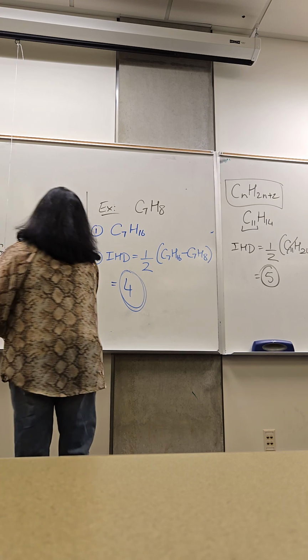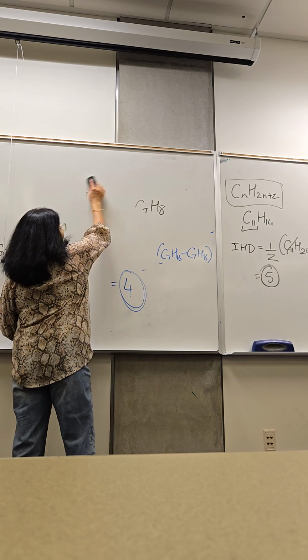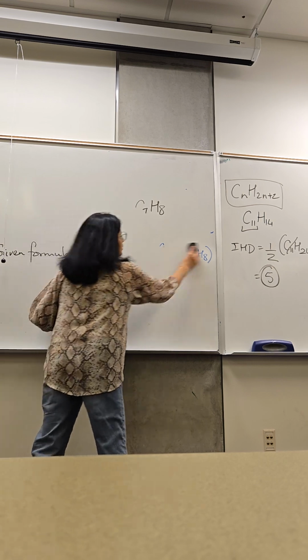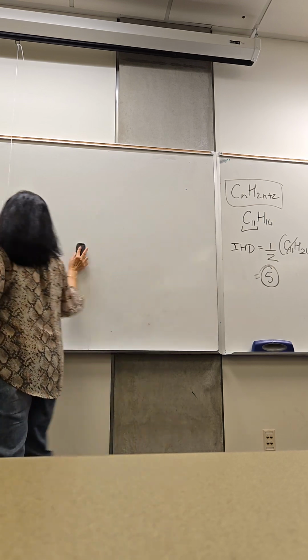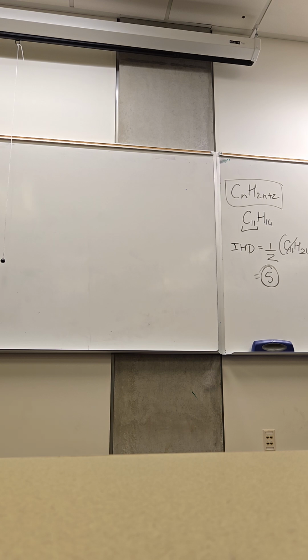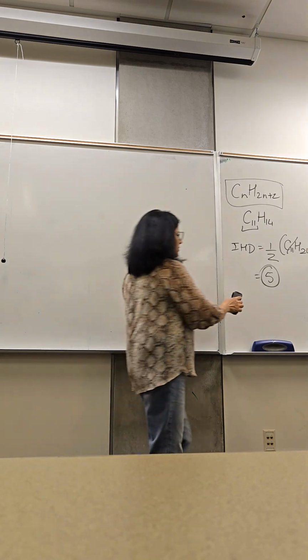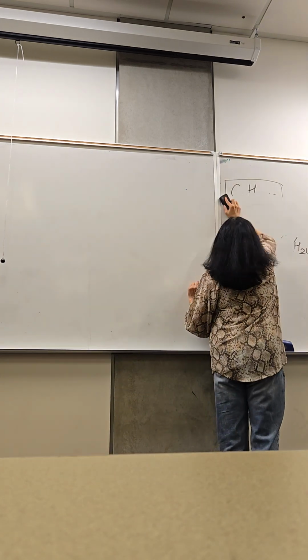Okay, then let's look at what about molecules that have heteroatoms? What if it has oxygen or nitrogen or sulfur or halogen? Then how do we calculate the IHDs? So similar steps with a little bit more to do.